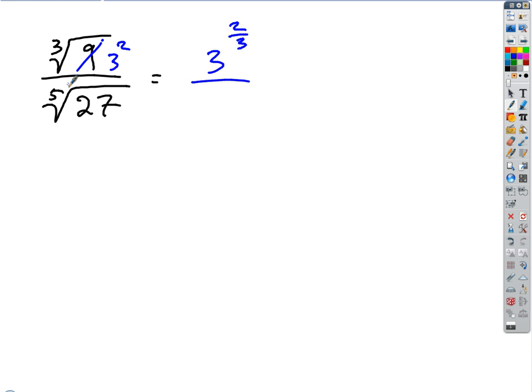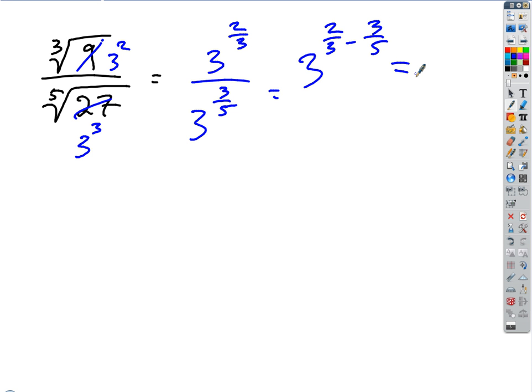What about the bottom? 27 is really just 3 cubed, so we get 3 to the 3/5. We have like bases, so this ends up being easy. What's bigger, 2/3 or 3/5? 2/3. Good, so this will be an easy one. We'll just subtract the exponents, so we get 3 to the 2/3 minus 3/5. What is 2/3 minus 3/5 with a common denominator? How many 15ths do I get here? 10. How many here? 9. So 10 15ths minus 9 15ths.